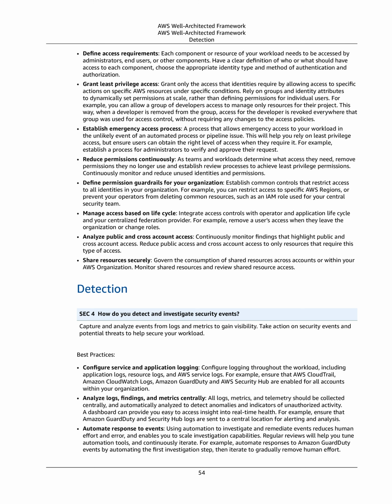Establish common controls that restrict access to all identities in your organization. For example, you can restrict access to specific AWS regions, or prevent your operators from deleting common resources, such as an IAM role used for your central security team.